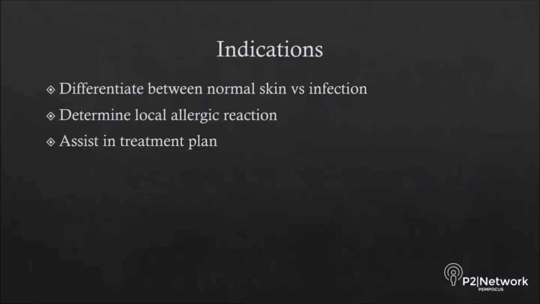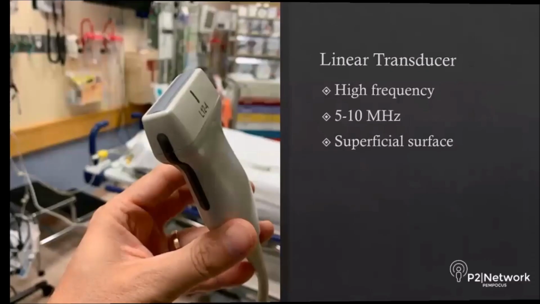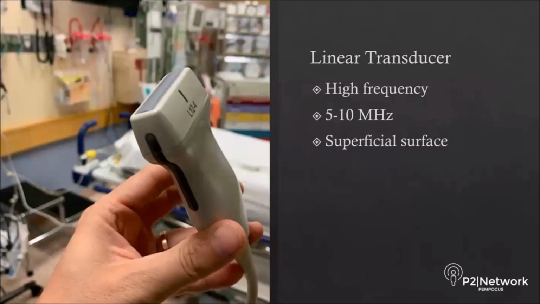The indications for the study include differentiating between what is normal skin versus infection, as well as determining if there's any local skin reaction that occurs. This will help us in assisting with a treatment plan. The probe that we will be using is a linear transducer. It's a high-frequency probe of 5 to 10 megahertz. We generally put them on a superficial setting or for small parts.